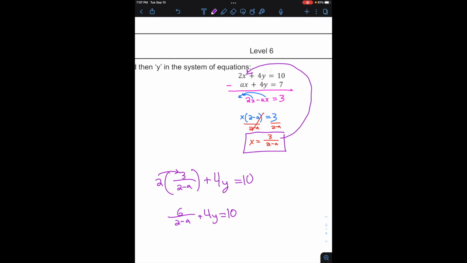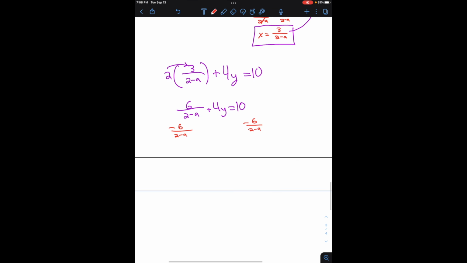Here I'm going to start to isolate the y term, so I'll subtract 6 over 2 minus a from both sides. And that's going to cancel on the left, and we get 4y equals 10 minus 6 over 2 minus a. Now we divide out the 4. Okay. So y is equal to 10 minus 6 over 2 minus a, all over 4.